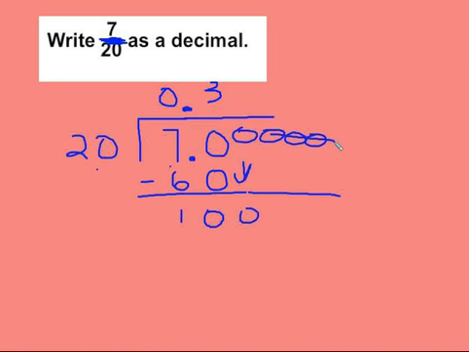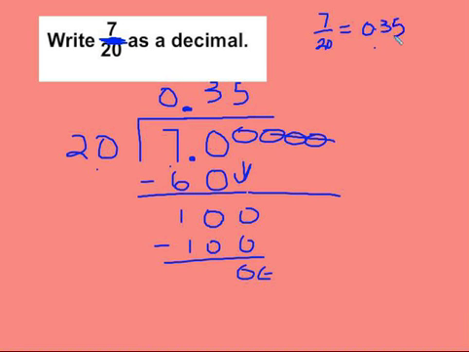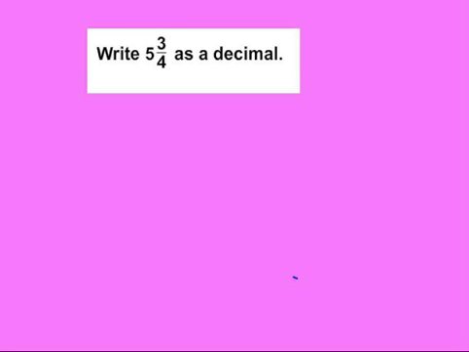So, I know 20 goes into 100 5 whole times. 5 times 20 is 100. I subtract. Once I get this 0 right here, I know I'm done. So I know that my final answer is that 7/20 equals 0.35. So that's the process for changing a fraction to a decimal.